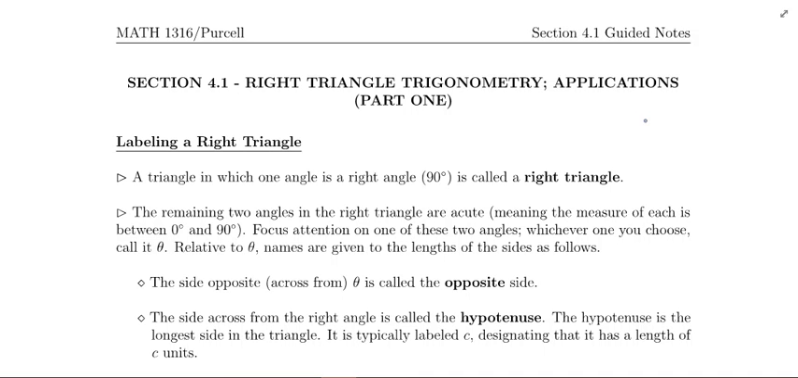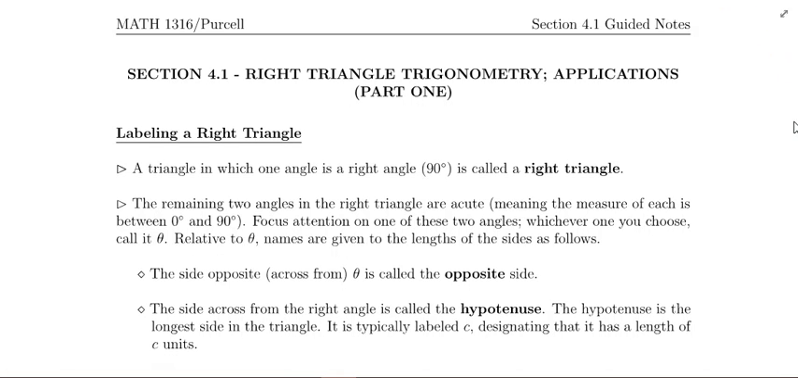In order to label our right triangle the way we need to, we are going to focus our attention on one of the two acute angles. Whichever one we choose, we're going to call it theta. And relative to theta, names are given to the lengths of the sides as follows. So let's scroll down here and see.